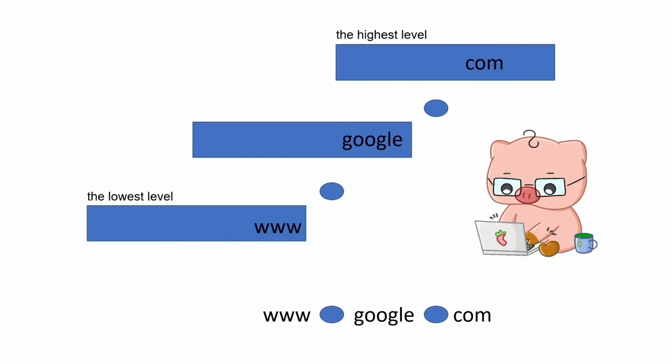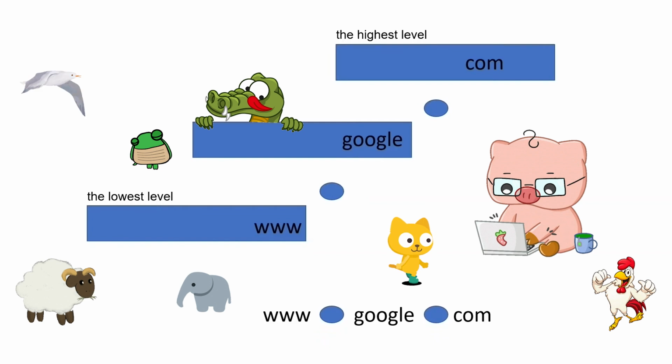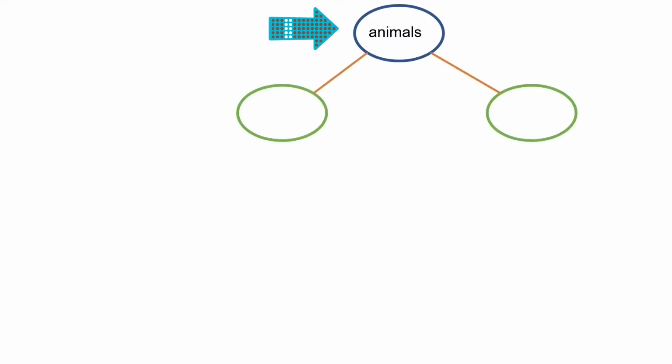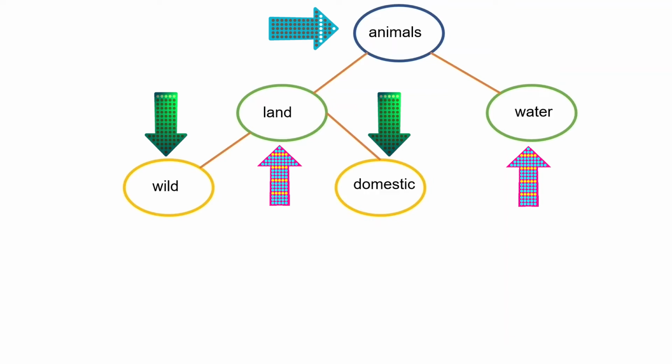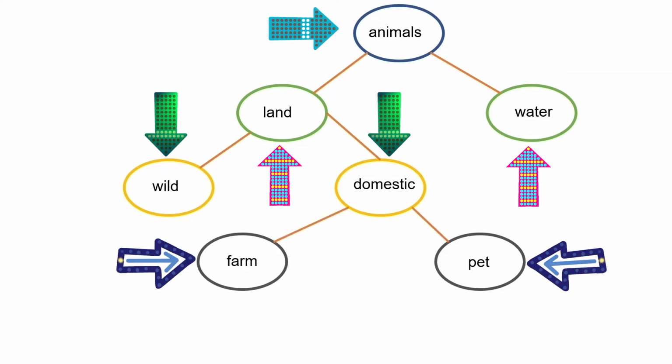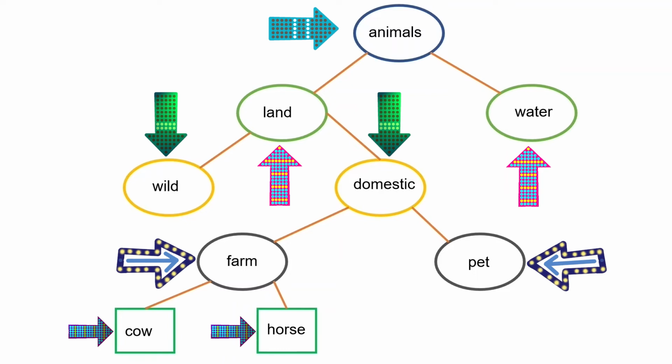Let us take an example. Suppose you want to build and organize the animals database. For this, you can keep the name animals at the top of the hierarchy. You can divide animals into two types, land animals and water animals. For this, create two sublevels, land and water, just below the top level. You can further divide land animals into two types, wild and domestic. For this, create two sublevels and place them under the land level. You can further categorize domestic animals into two types, farm animals and pet animals. Under these levels, you can add animal names.